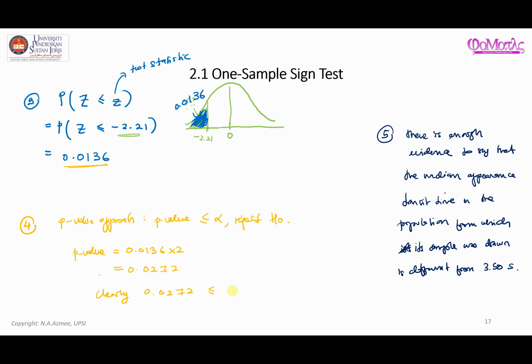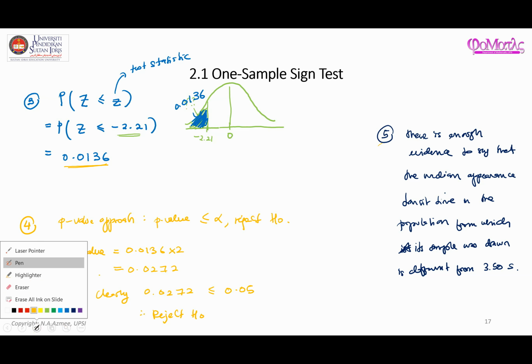So clearly 0.0272 is less than or equal to, what's your value of alpha? The value of alpha is 0.05. Therefore, you can reject H null, and of course you will arrive at the same conclusion. Okay, so that's the p-value approach. Now let's talk about the traditional approach.